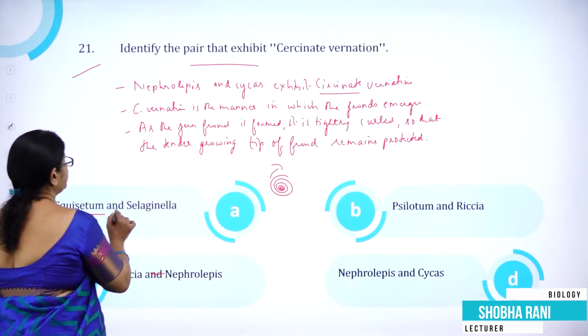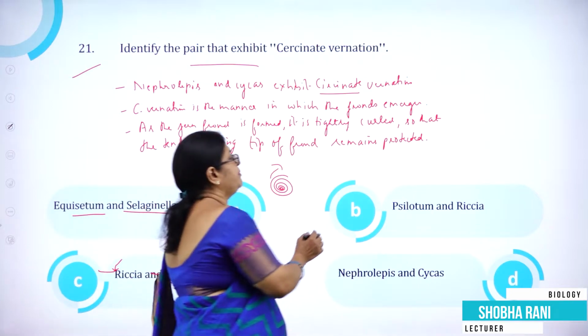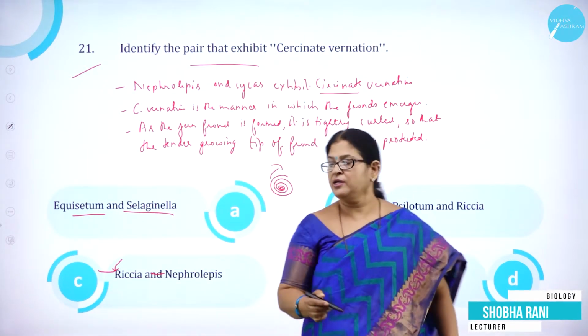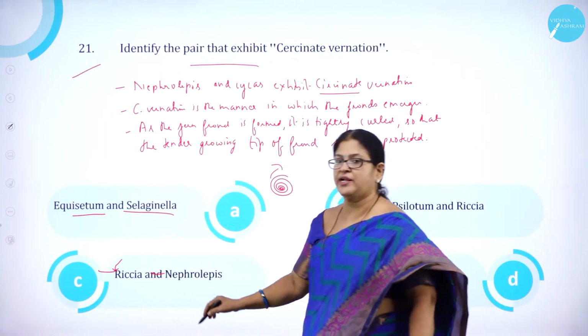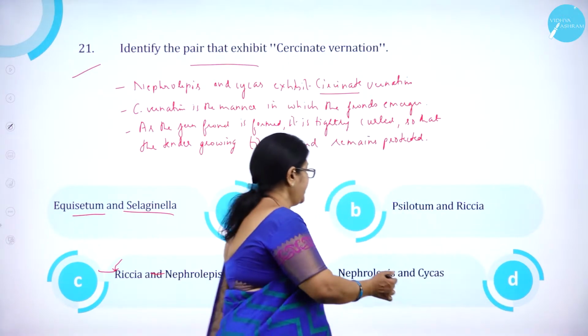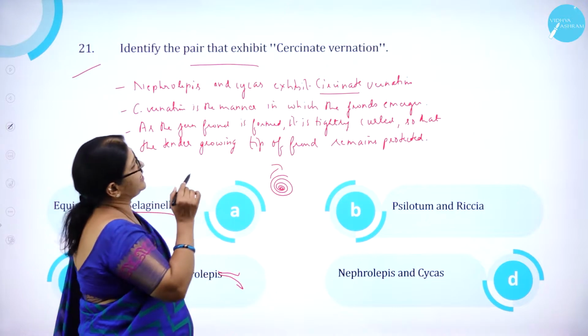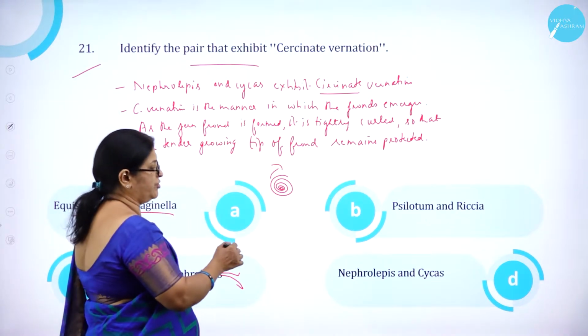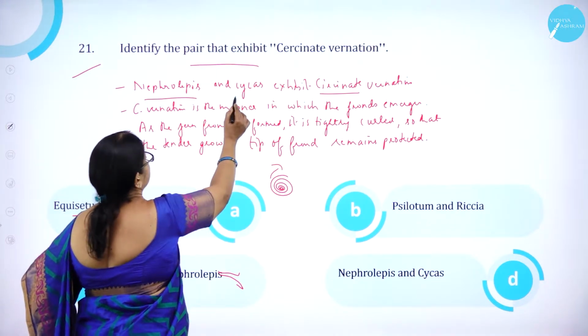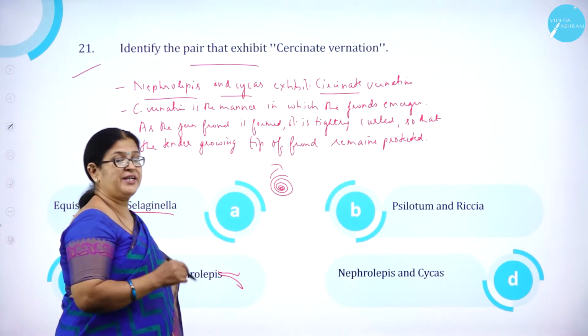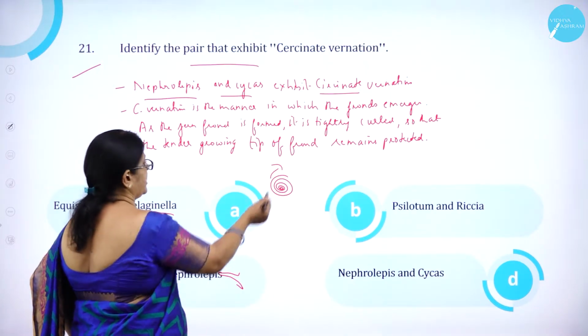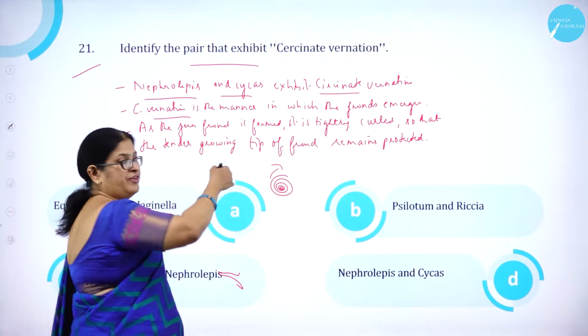A. Equisetum and Selaginella. B. Psilotum and Riccia. Then C. Riccia and Nephrolepis. And D. Nephrolepis and Cycas. So the pair that exhibits circinate vernation among the four is Nephrolepis and Cycas. They exhibit circinate vernation like this. So the leaf will be like this.